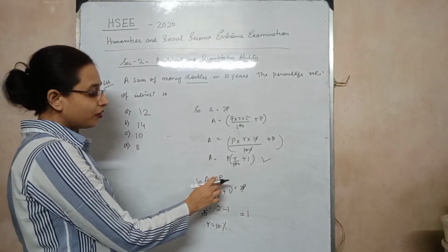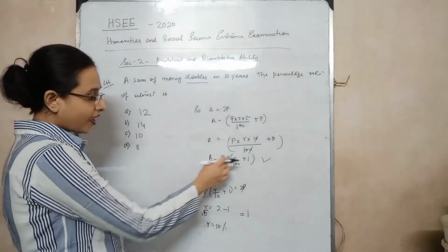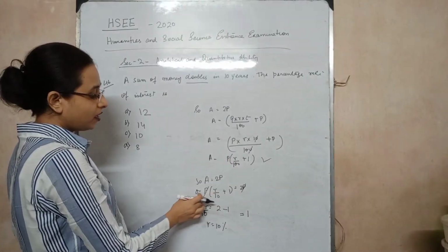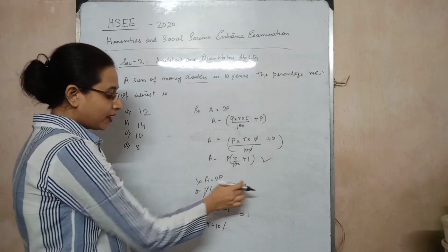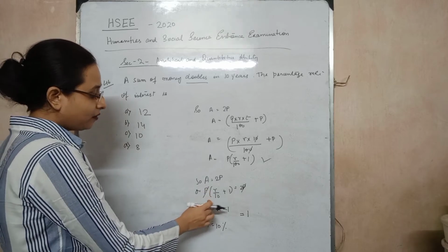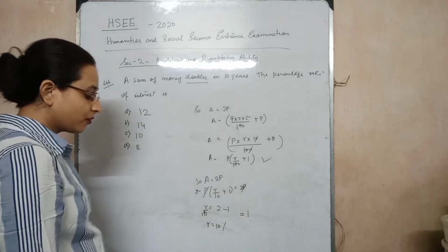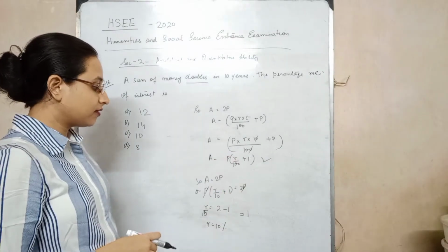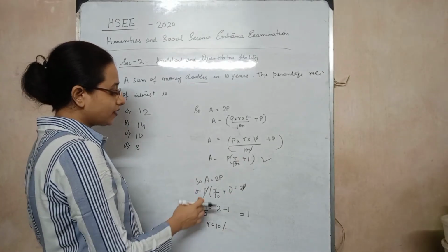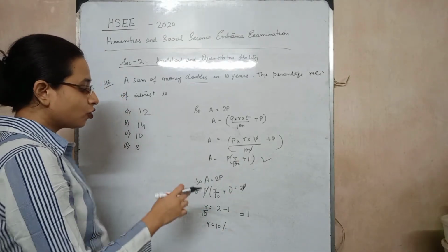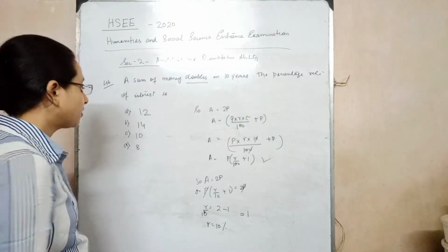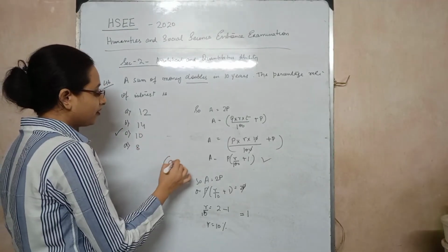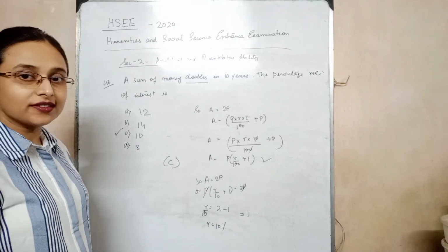Now since A equals 2P, right? So A is this, putting this here, P into R by 10 plus 1 equals 2P. P gets cancelled. R by 10 plus 1 is 2. So putting this to that side, we get R by 10 equals 2 minus 1, which is 1. So R equals 10%. So the correct option is option number C, which is 10%.